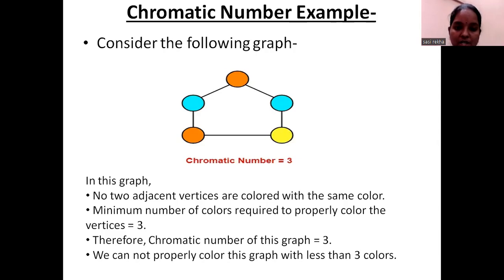Since they have used only 3 colors, the chromatic number of this graph is 3, and we cannot properly color this graph with less than 3. Since this is the minimum, we can use it for this particular graph. Based on that, you can provide a solution with the minimum number of colors that also satisfies the adjacency condition: no two adjacent vertices should have the same color.